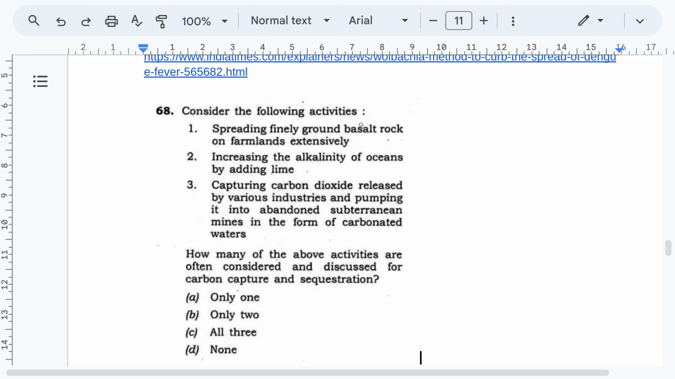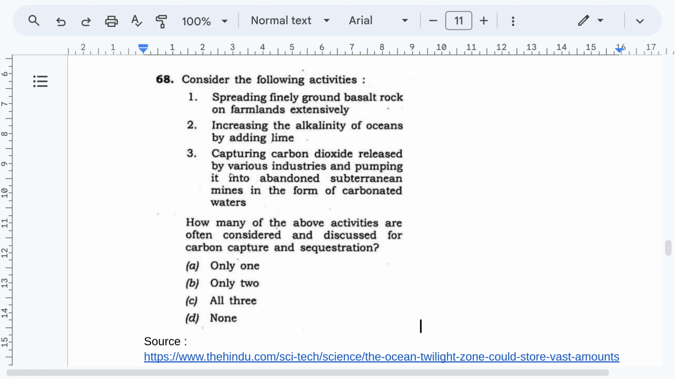And this is a science-based question. Whenever there is a vague statement, there is a high chance for it to be true, and you should carefully see whether there is any absurd statement, and you should be very careful when marking it wrong. So the second statement, in my opinion, was such a statement, increasing alkalinity, but to my surprise, even that was discussed in the news. So yeah, that is question 68 for you. Moving on to the next question.